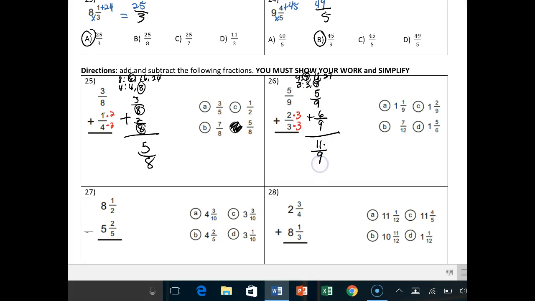And then some of you freaked out. You're like, wait, 11/9 isn't there. That's because this is improper. You can't have improper fractions for your answer because I said simplify. So 9 goes into 11 one time with 2 left over. So there's your answer, 1 and 2/9. So C was your answer.